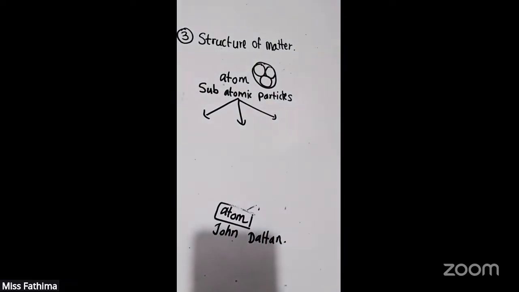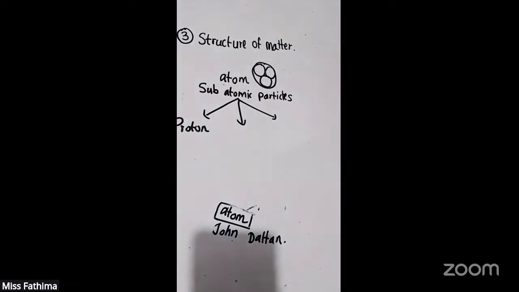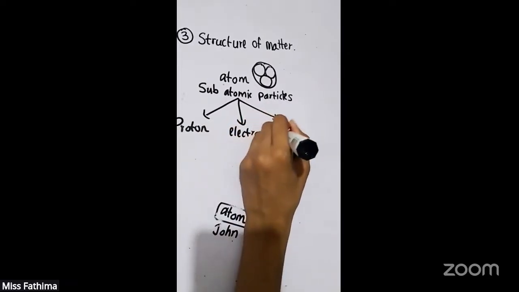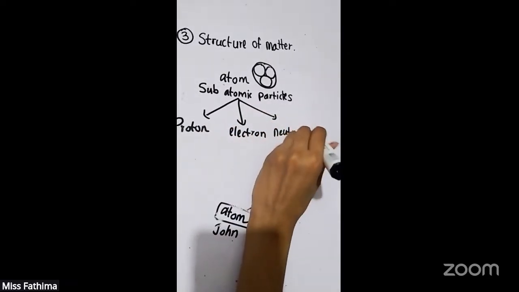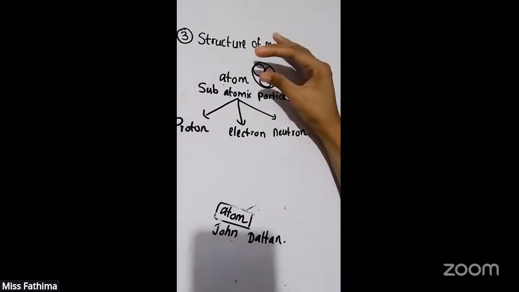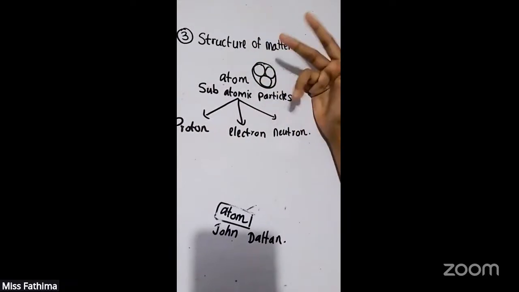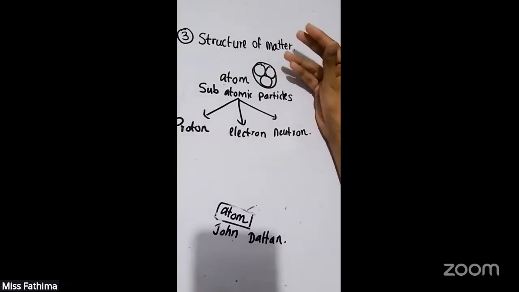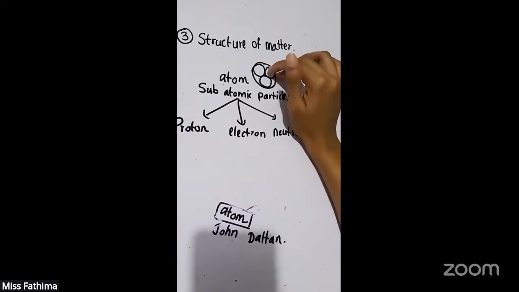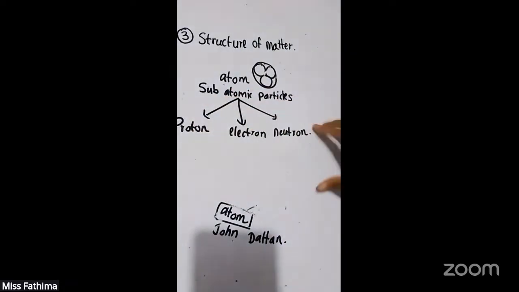The very first subatomic particle is the proton. The next one is the electron, and the last one is the neutron. So this understanding is necessary first. The scientist John Dalton discovered what an atom is. Then he stated that this atom is made out of several other particles which you call subatomic particles. Then subatomic particles were categorized into three major categories: proton, electron and neutron.